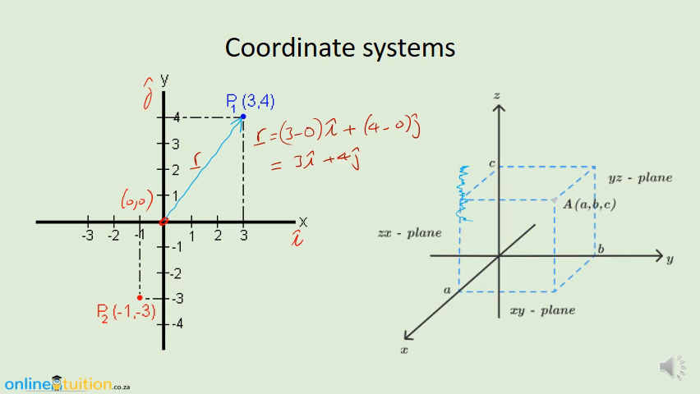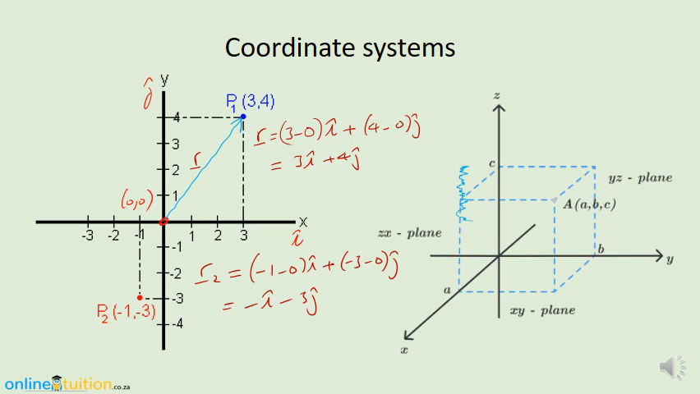Now, no prizes for guessing. What would be the vector, say r2, which is a vector pointing away from the origin towards point P2? Well, it's the coordinates of P2: the x coordinate will be minus 1 minus 0 i, plus, watch this, minus 3 minus 0 j. Simplify that. That's minus i minus 3j, and that's the vector pointing from the origin towards P2. Easy peasy, nothing to it.